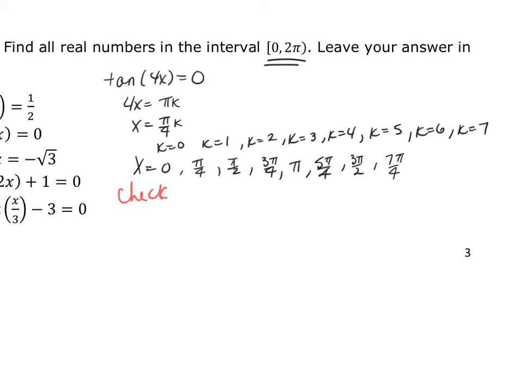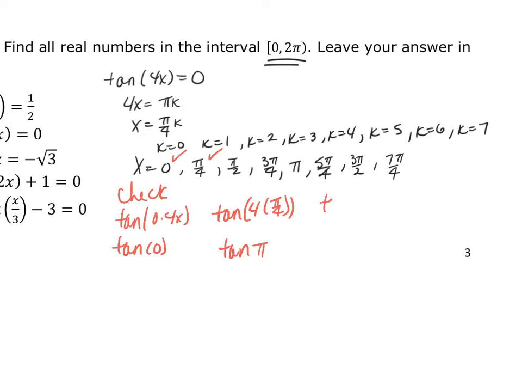Here's my check. I have to check these because there are places on the unit circle in which tangent, cotangent, secant, and cosecant are undefined. So I'm going to do the tangent of 0 times 4x. So this is the tangent of 0. Can I do the tangent of 0? Yep, I'm good on that one. I'm going to do the tangent of 4 times pi over 4, which is the tangent of pi. Is that okay? Yes. So that one's okay and that one's okay.